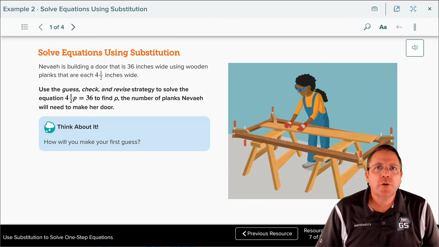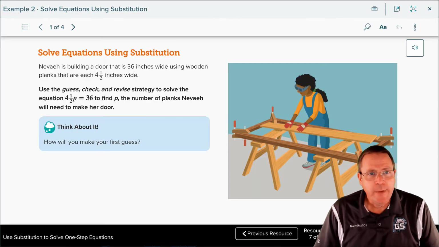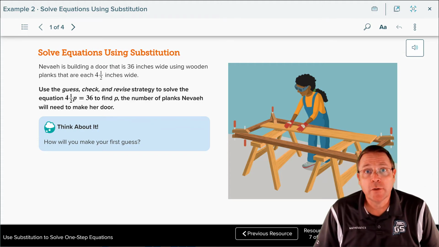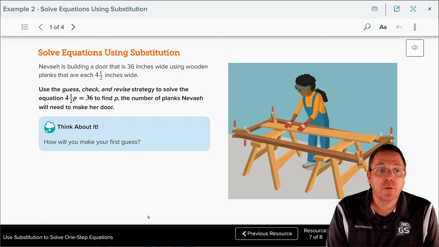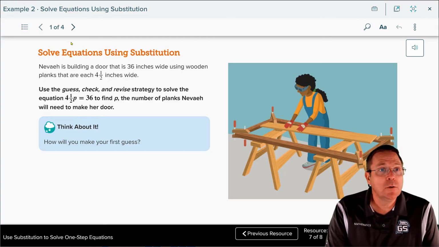In example 2, Nefea is building a door that is 36 inches wide using wooden planks that are each 4.5 inches wide. Use the guess, check, and revise strategy to solve the equation 4 1/2 times p is equal to 36 to find out what p is, the number of planks that Nefea is going to need to make her door. So let's do it.